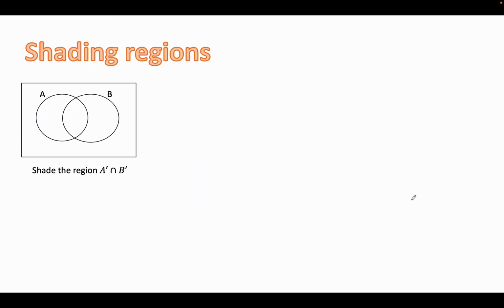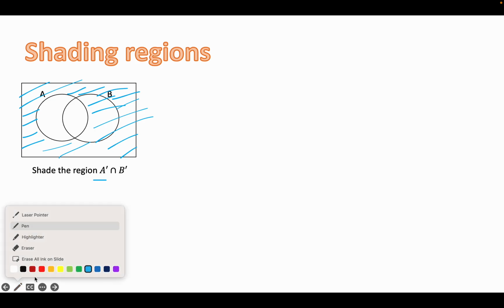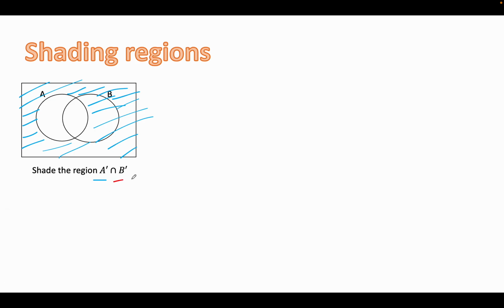So let's go over the next question. So we could do it how we did it before, which is shading directly. So first of all, I'm going to shade in all the not A's with hash lines like this going in one direction. Doesn't need to be perfectly neat, but not much messier than mine. Then we're going to do the same for not B. So we're going to shade in everything which is not B.